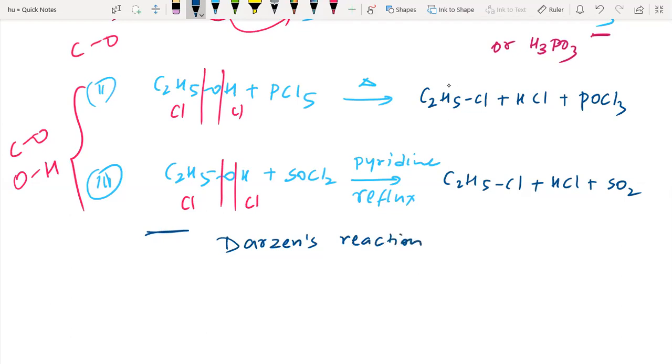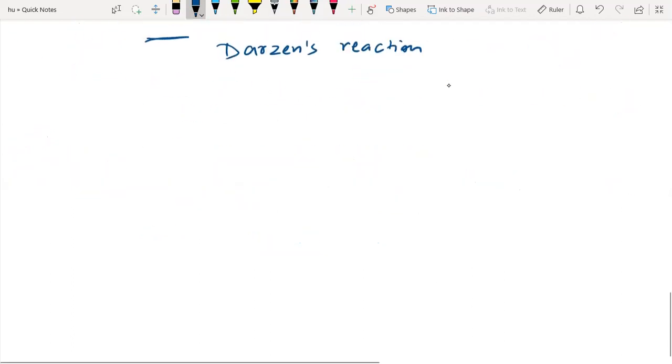So we saw the action of PCl3, PCl5 and SOCl2. We get alkyl halides. So these are the reactions of alcohol. Next we have esterification, so that we'll see now. Next topic here is esterification.